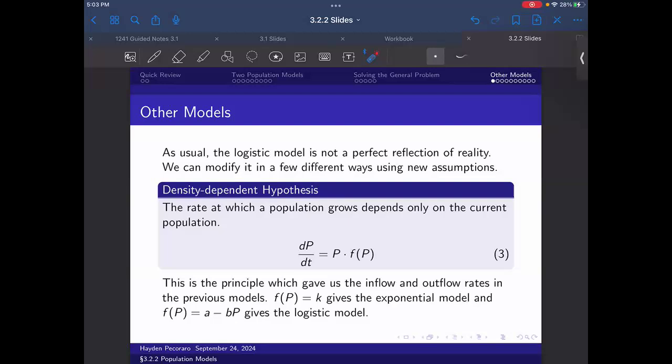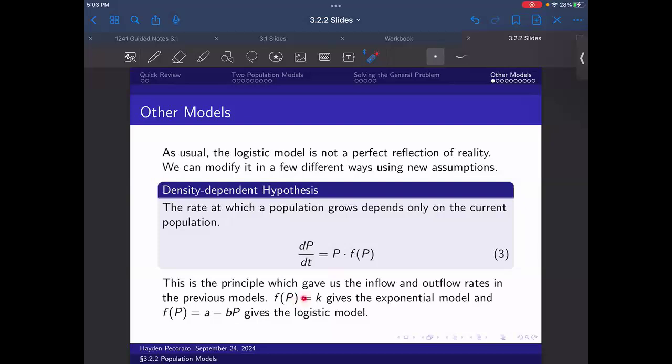Things like birth rate laws are an example of that. If you're only allowed to have so many children in a certain period of years, then the birth rate is going to change because of that, at a different time versus in that time. So this is what our model looks like when we have the density dependent hypothesis working.